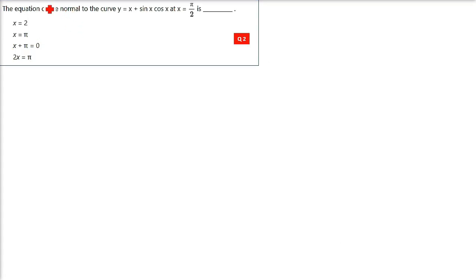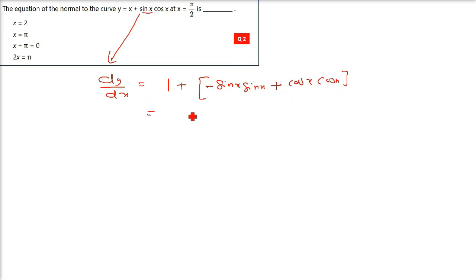The equation of the normal to the curve y equals x plus sin x cos x at x equals pi by 2 is. So this question is already completed in the normal exercises. We'll do it again. We'll find out dy by dx. So what will be the slope? Differentiation of x will be 1. Then we will apply the product rule here. First sin x, then cos x. Differentiation of cos x is minus sin x. Then we have cos x here. Differentiation of sin x is cos x only. So we have got 1 plus, we'll write it first, cos square x minus sin square x. This is your dy by dx.